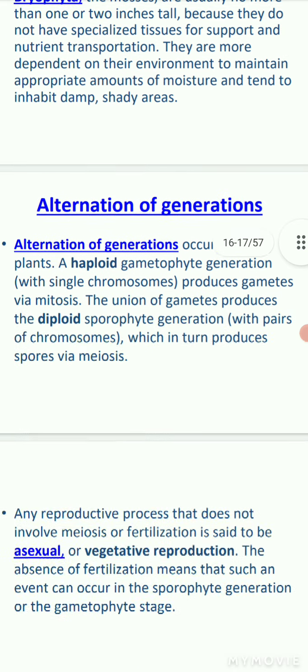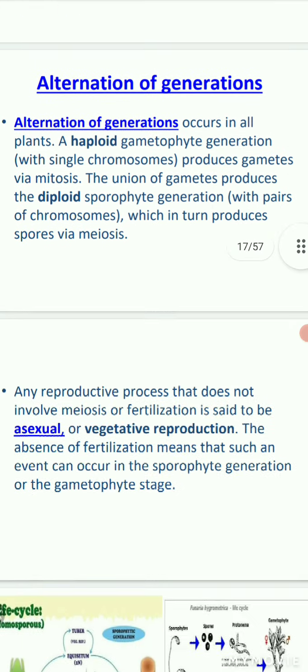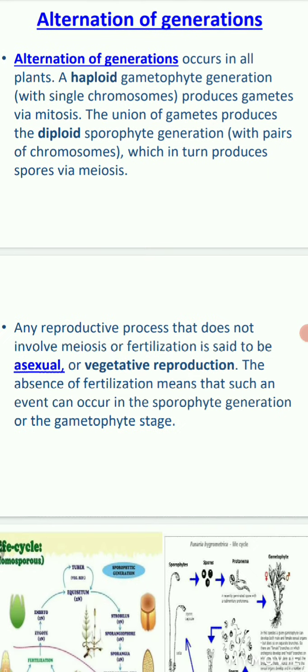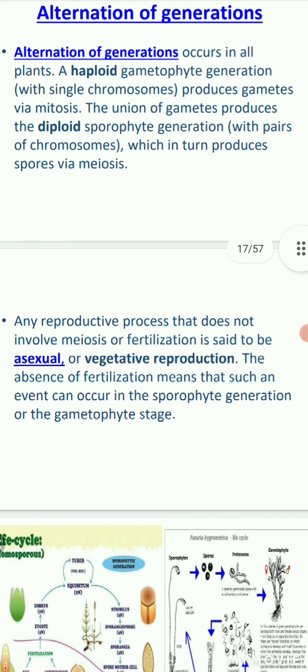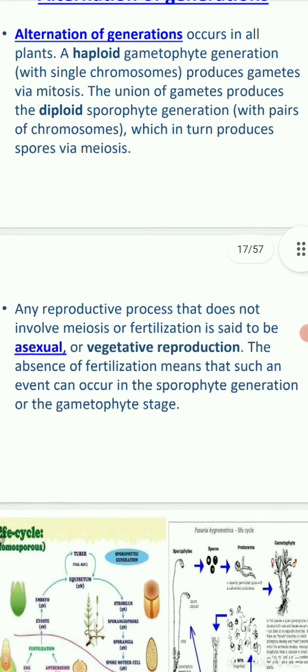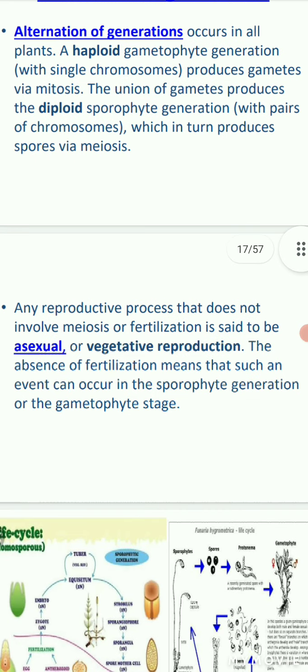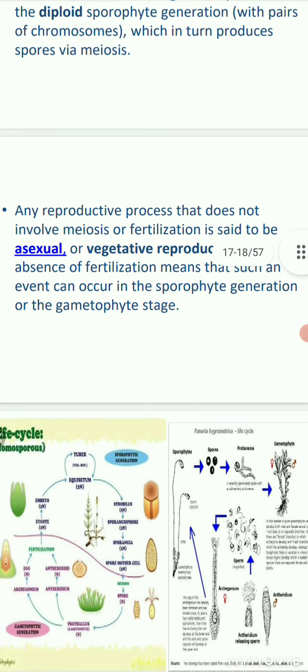So this alternation of generation is also called the life cycle, and it has many stages. Within this, any reproductive process that does not involve meiosis or fertilization is said to be asexual or vegetative reproduction. The absence of fertilization means that such an event occurs in the sporophytic generation or the gametophyte stage.